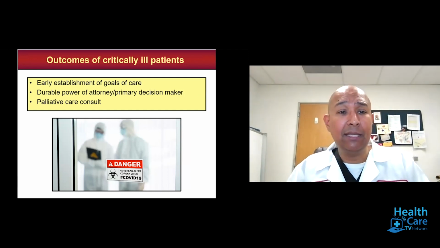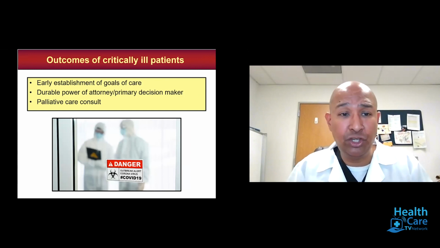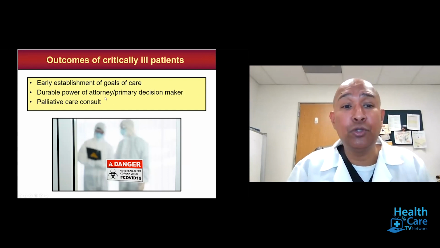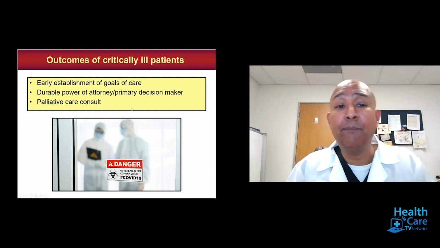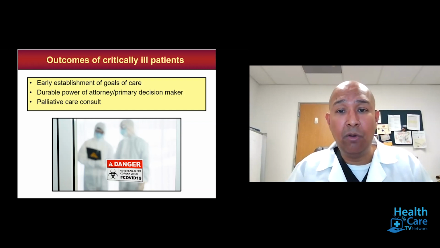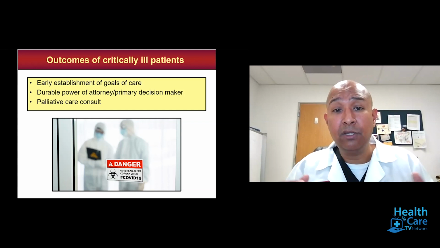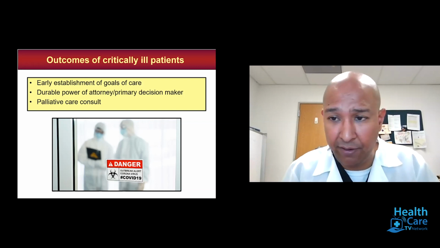I think the last slide is the outcomes of critically ill patients are always, so far, been really sad. We all have a good heart. We want to help patients, but we do need to establish the goals of care early. We want to establish who's the durable power of attorney, who's the primary decision maker. And like I said, getting palliative care involved is going to be very important, especially in places such as New York, where it's going to be to the point of triaging patients on who gets to use the ventilator, who gets to use paralytics. So having palliative care involved is very, very important.